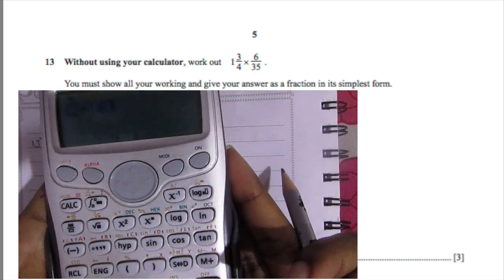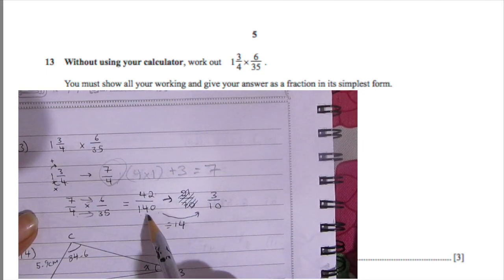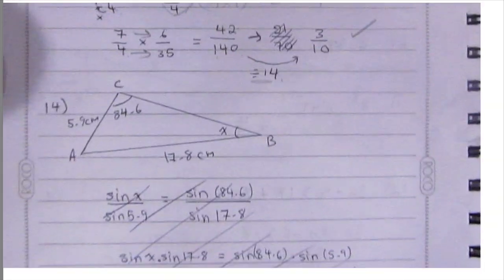Now, if you don't know how to simplify, you can place it in your calculator and it will give you 3 over 10. That means you divided the entire thing by 14. Whatever you do to the denominator, you have to do to the numerator.